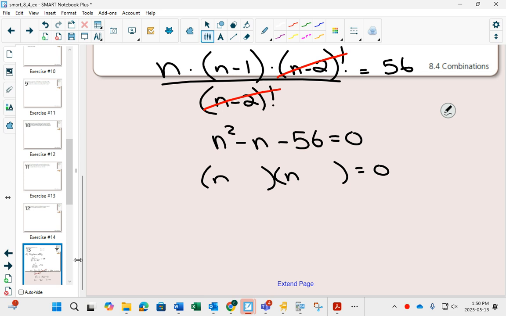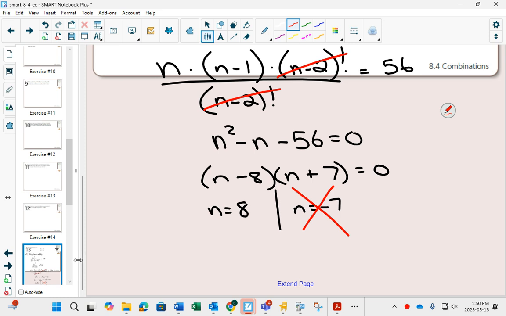Two numbers that make 56, so that the outside and inside makes 1. 8 and 7. And to make a minus 1, the 8 would have to be negative, and the 7 would have to be positive. So we get two answers, n equals 8 and n equals negative 7. It is impossible to have negative factorials. You have to put an x through that.